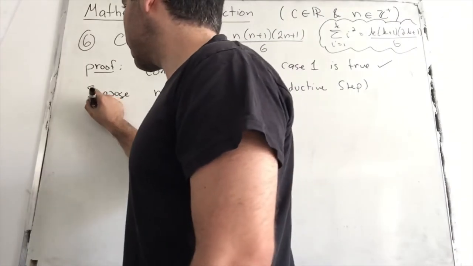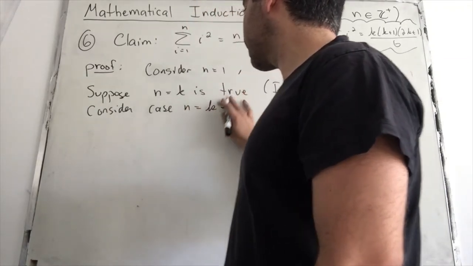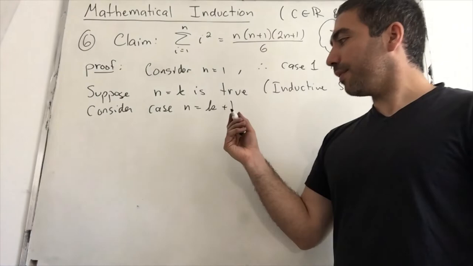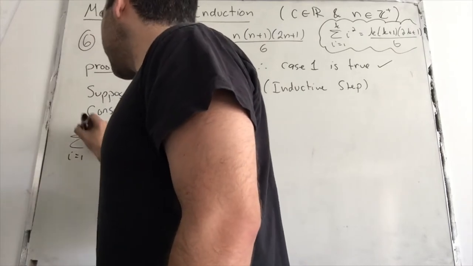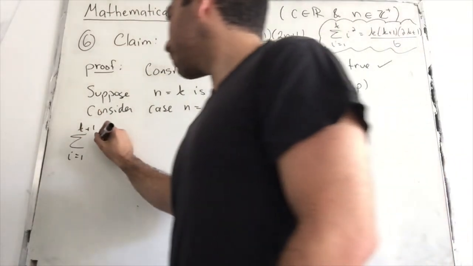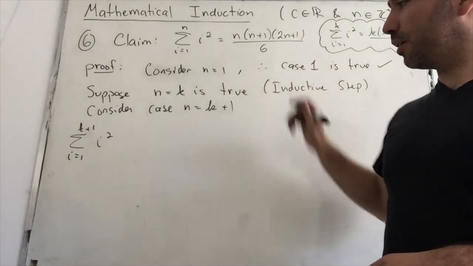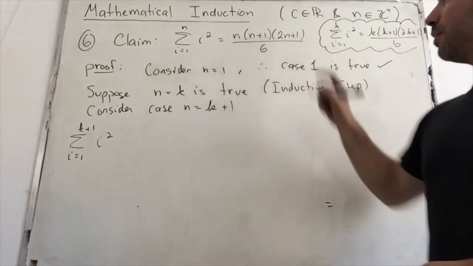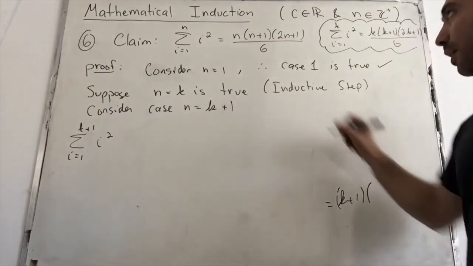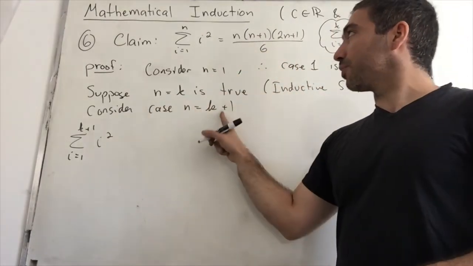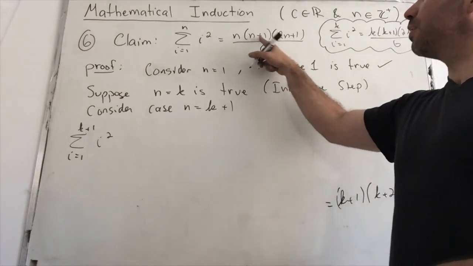Now we consider the case n equals k plus 1. So if we have n equals k plus 1, we have the sum i equals 1 to k plus 1 of i squared. And what we want to get is exactly what we started with at the end, but adding 1 to each n. So instead of n, we're going to rewrite it as k plus 1. Here it's n plus 1, but n is being replaced with k plus 1, so we're expecting to get k plus 2. Think of it as k plus 1 plus 1, which gives us k plus 2.